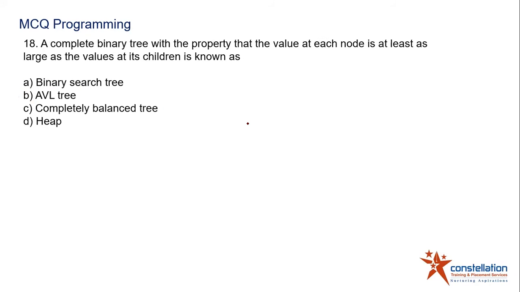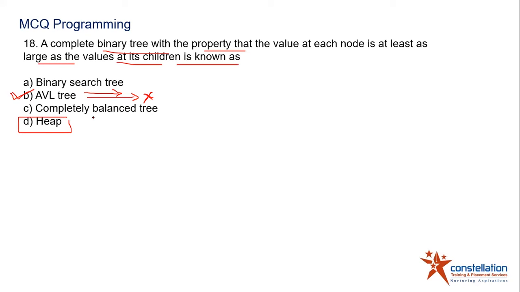Now going to the next question, question number 18. A complete binary tree with the property that value at each node is at least as large as the value at its children is known as AVL tree. If you are answering this, it is going to be a wrong answer. Most people, whenever I have asked, say AVL is the right answer. No, it is not. The correct answer is heap.